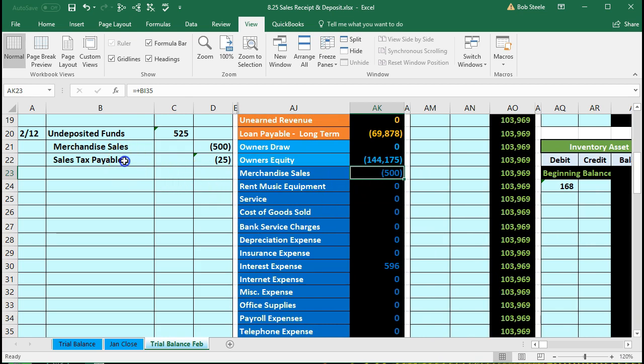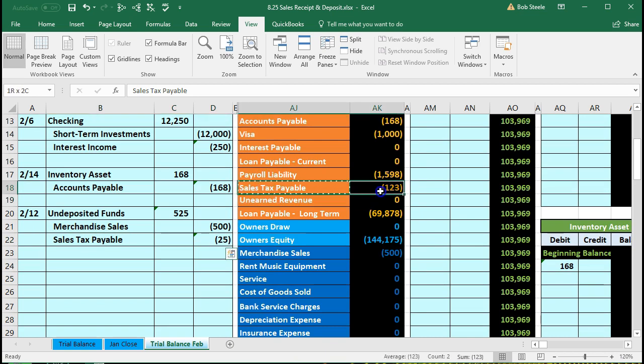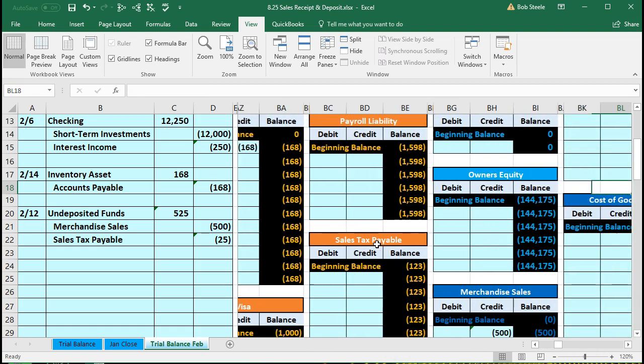Next, we're going to record the sales tax payable. Here is the sales tax payable. Scrolling up, we can see the sales tax payable here on the trial balance. The third to last orange or liability account will be the third to last orange or liability account on the general ledger as well. So we're going to scroll to the right, looking for that orange liability account. There it is, sales tax payable.